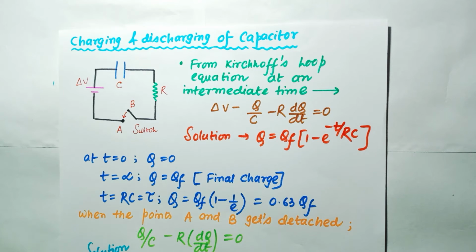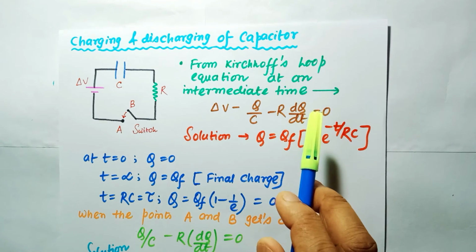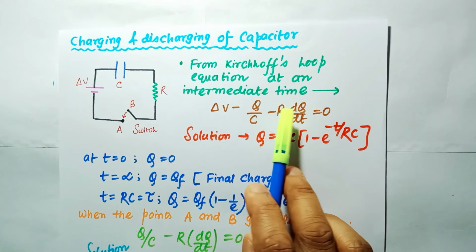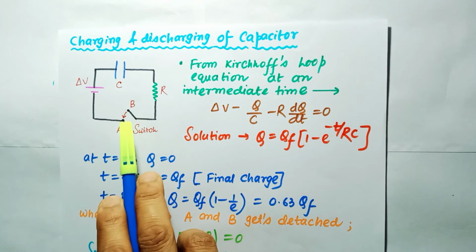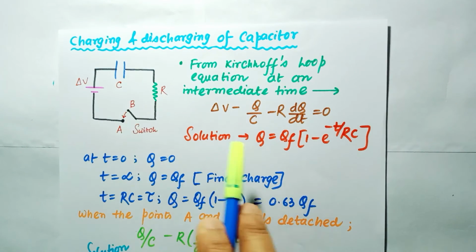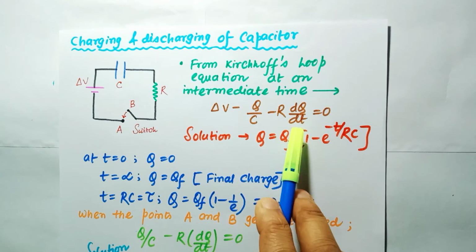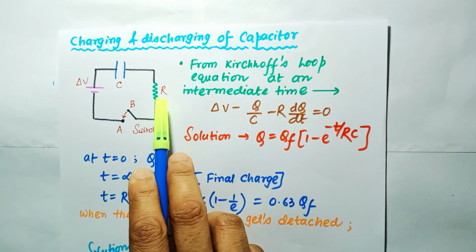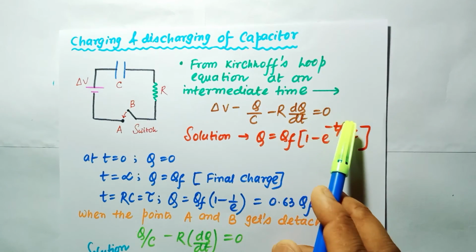Now if we wish to consider the charging and the discharging of the capacitor, we must look at an intermediate time when the charges are on the way to build up, or we can say that the capacitor is in the charging process. So at any moment, from Kirchhoff's law, we can write from this loop, as you can see from the figure I have drawn here, delta V minus Q by C for the capacitor voltage drop, minus R dQ/dt for this resistance, this is IR from Ohm's law, is equal to 0.